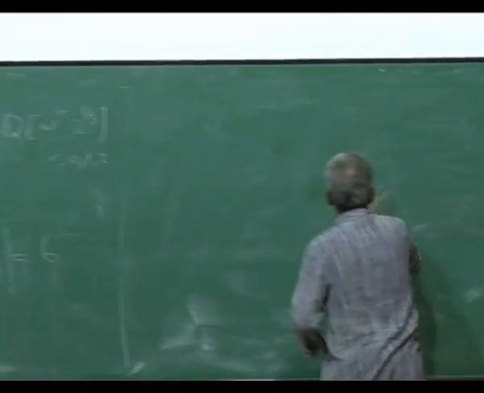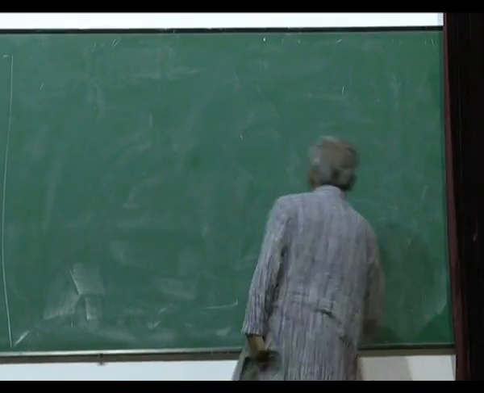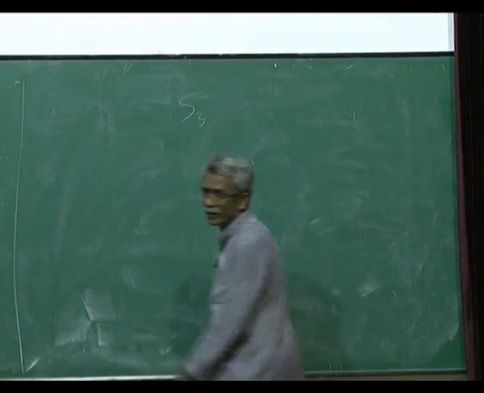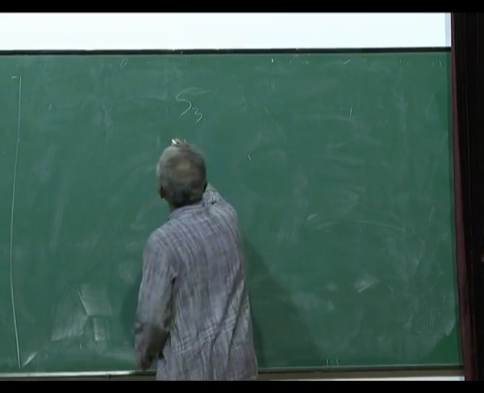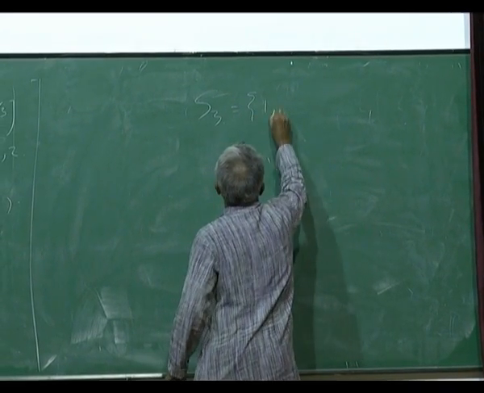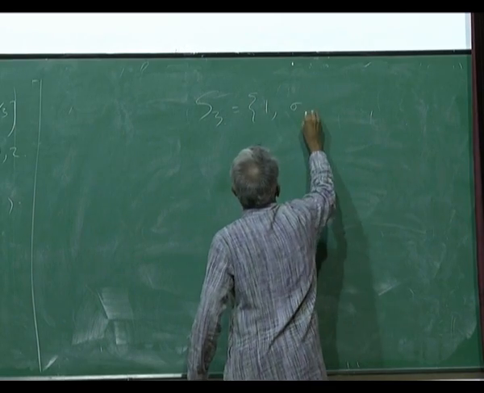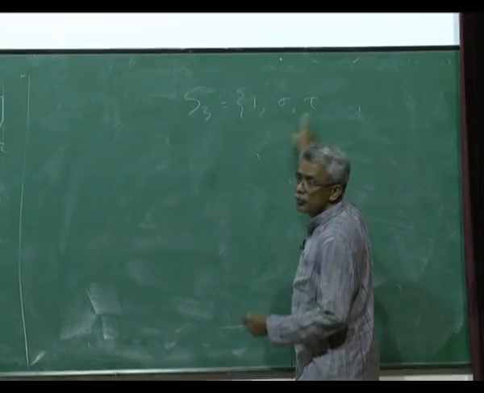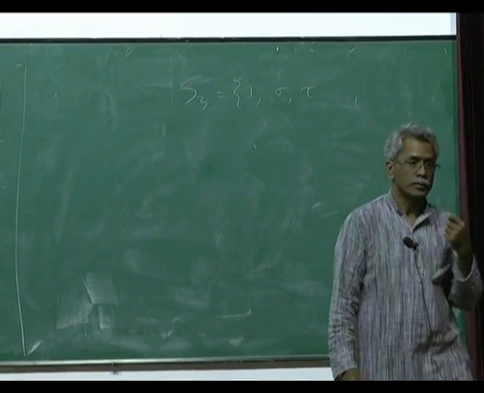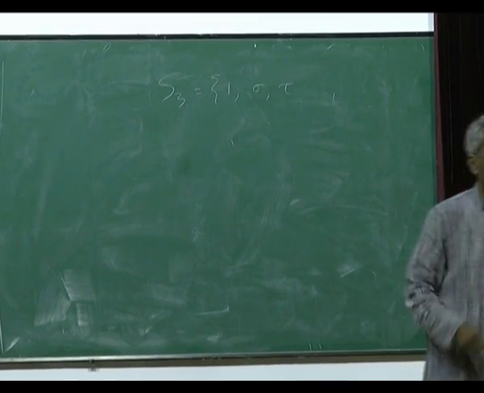Let us write S6 now, S3, sorry, I keep saying S6, but S3. So, S3 we all know 1, sigma and tau. Let us think tau is for transposition, sigma is the cycle, 3 cycle.